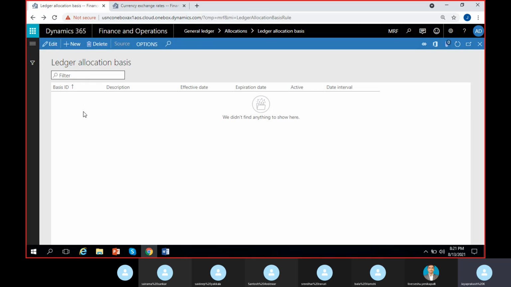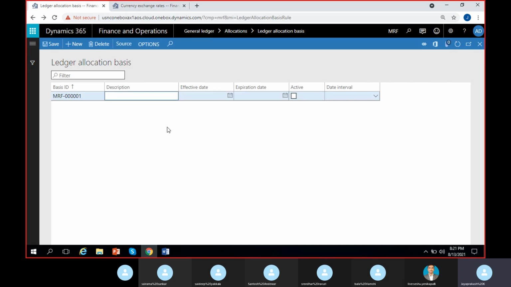I'll go for new. We'll create a basis ID. It will take a number from number sequences. So here I can give a description.